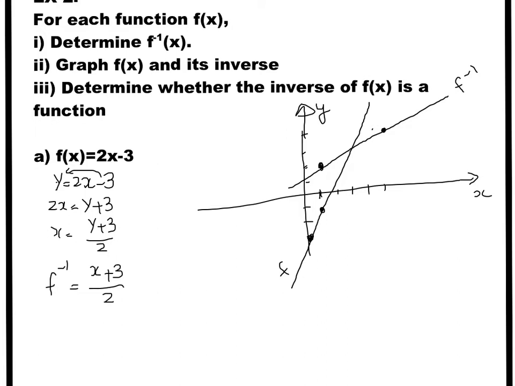Now, it says determine whether the inverse of f of x is a function. As you can see, f minus 1 passes the vertical line test, meaning that if I draw vertical lines, these lines cross the graph only in one point. So this is a function.